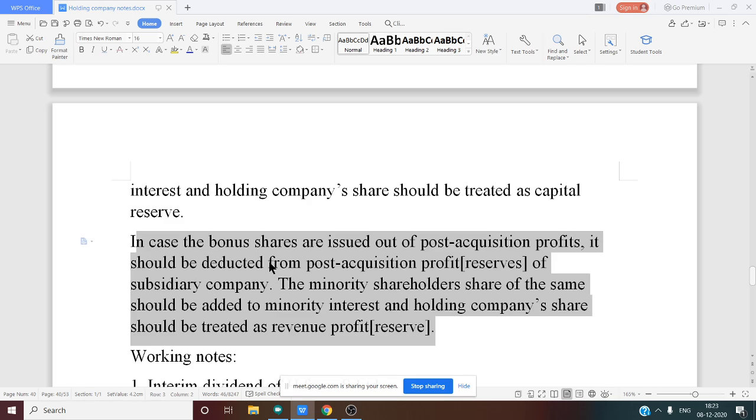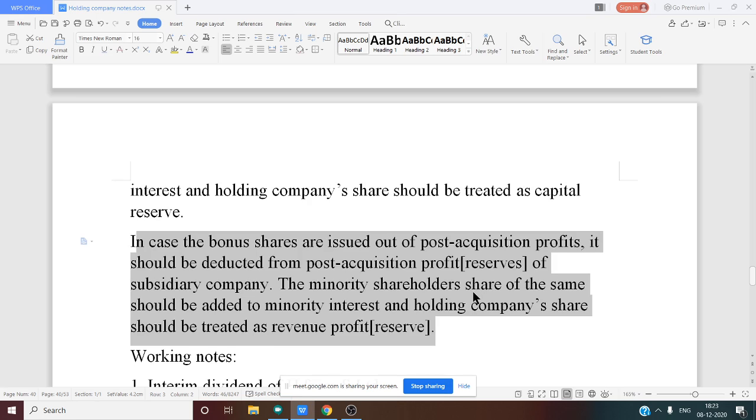But if you see the problem, it is out of pre-acquisition profit. But sometimes they may ask for bonus shares out of post-acquisition profit. In that case, what do you have to do? It should be deducted first from the post-acquisition profit or reserves of the subsidiary company. Then similar calculation: minority shares you have to show separately, and in holding company shares, here what happens?